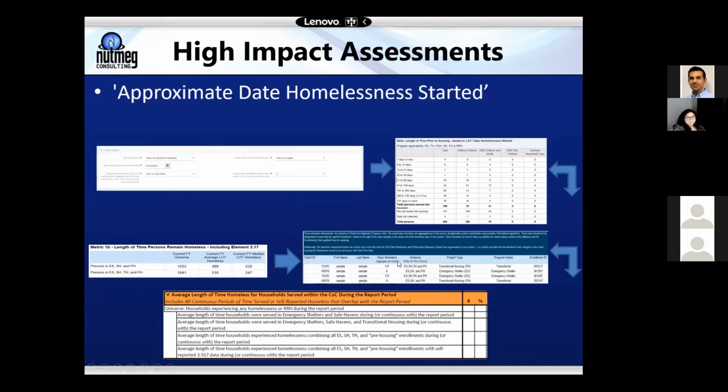This is just the detailed data from the LSA. So it tells whoever runs the system performance measure for your community which enrollment is having the largest impact on the number of days somebody looks homeless in the system. And that's through the days homeless column. Okay. So this is a graphical representation of where the data goes from the time it's entered until the time it gets to the report.